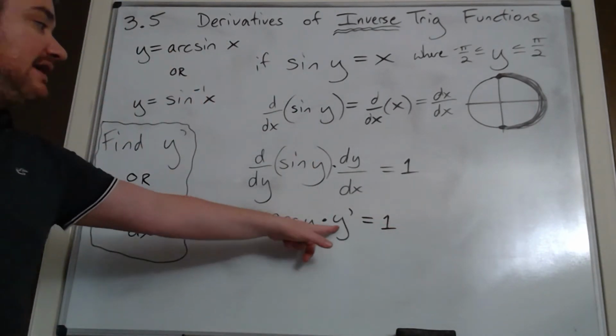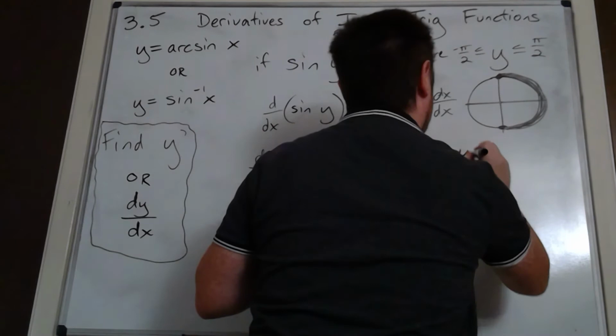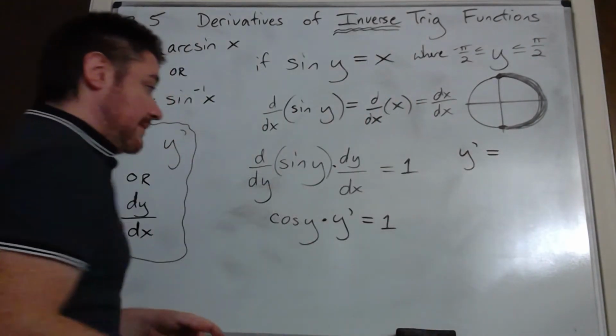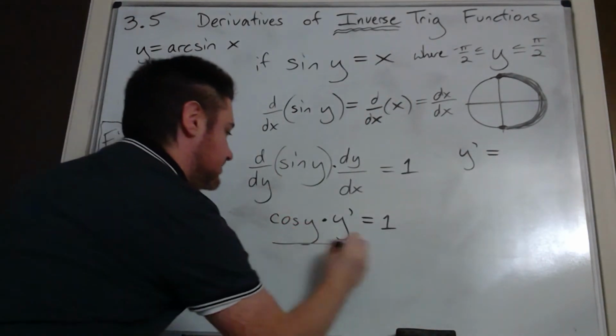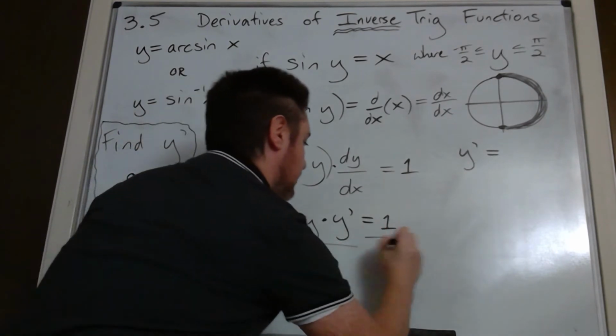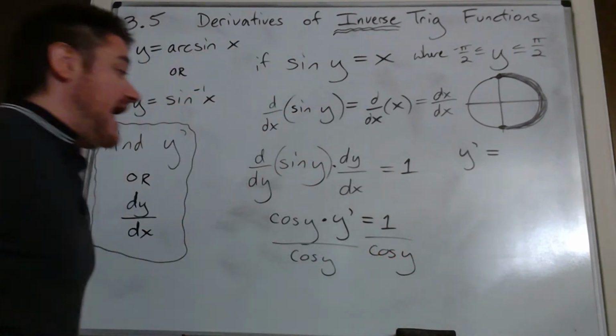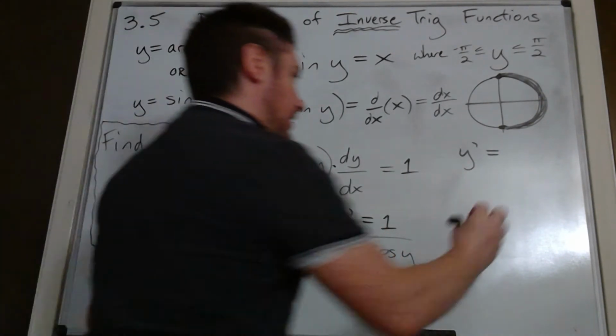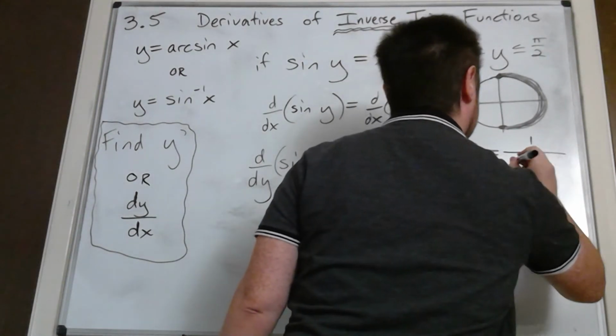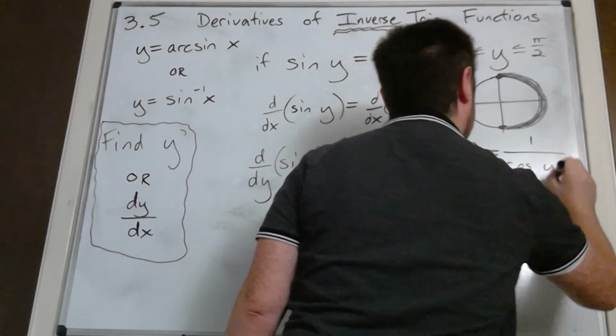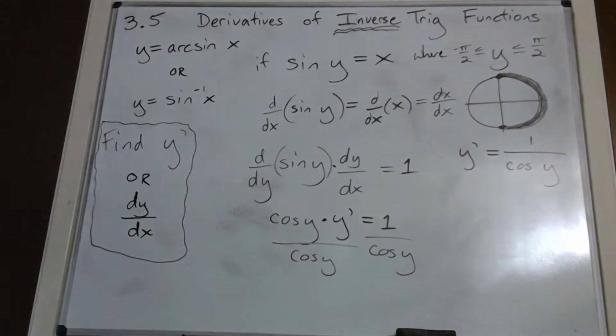So for the moment, I can solve for this. I can say y prime is equal to, and what I'm going to do is divide both sides through by this cosine term, cosine of y, and so I've got 1 over cosine of y.